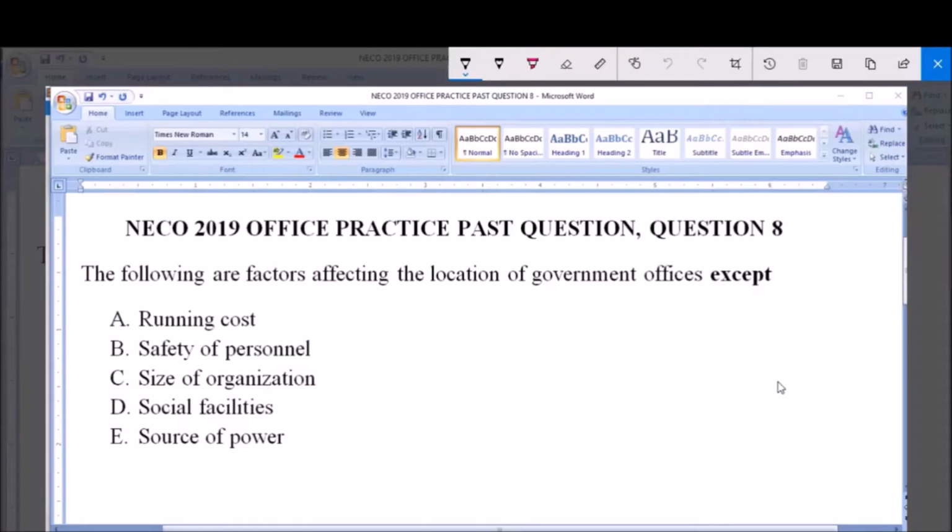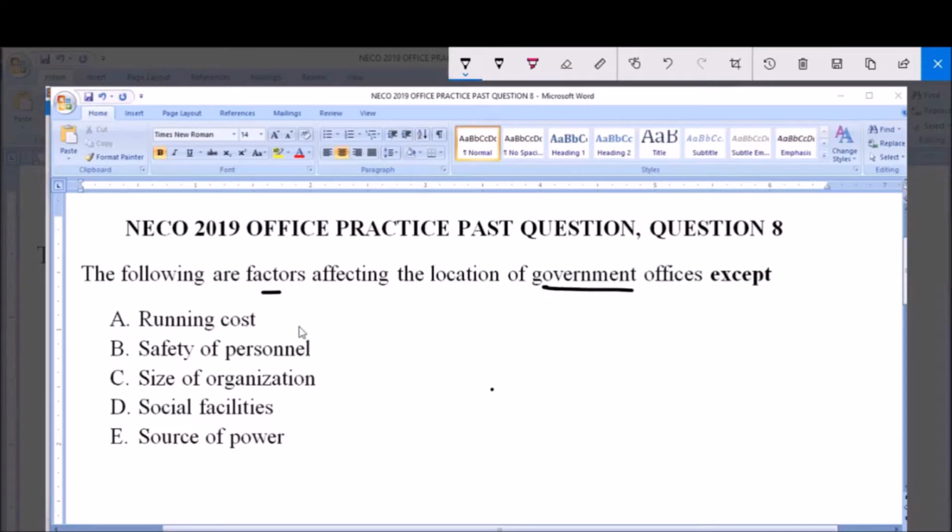Today I'm going to be answering NECO 2019 Office Practice Past Question, Question 8. The following are factors affecting the location of government offices except: A. Running cost, B. Safety of personnel, C. Size of organization, D. Social facilities, and E. Source of power. So we are asked to pick an option which is not one of the factors affecting the location of government offices. Take note, a government office.